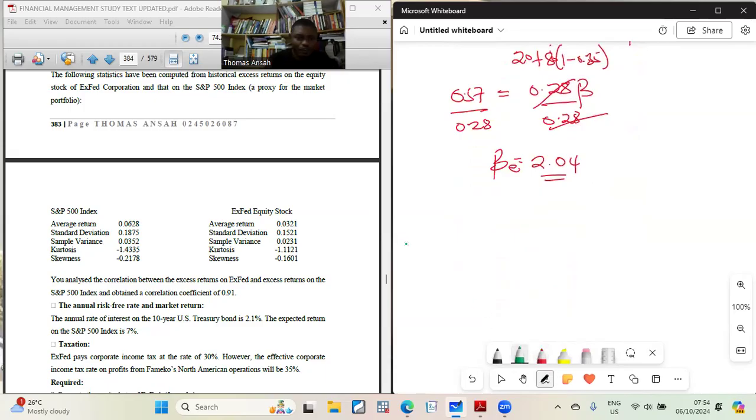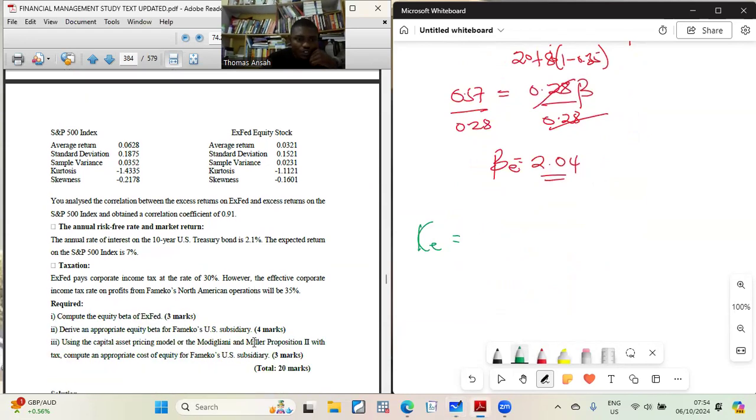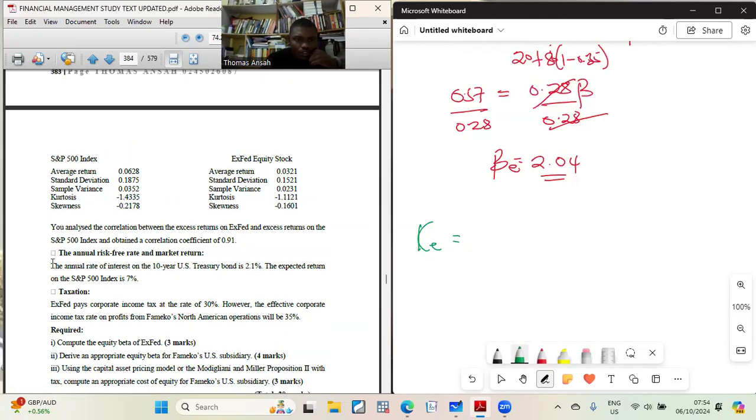My CAPM formula is going to be KE. Where is risk free? Okay. This is the tax rate. These are the information. Good. Risk free is 2.1%, plus my beta 2.04.